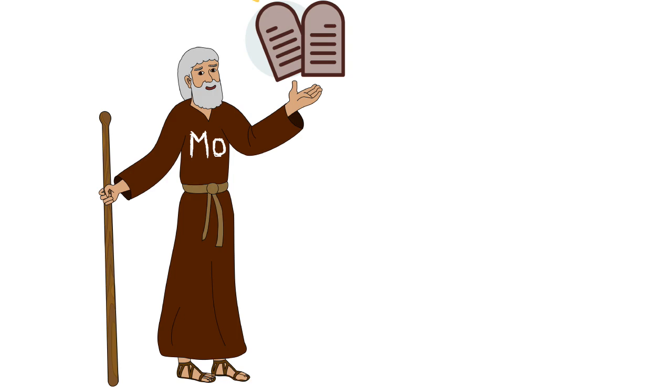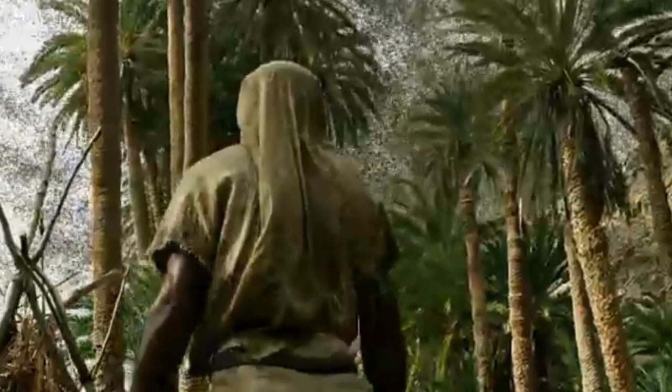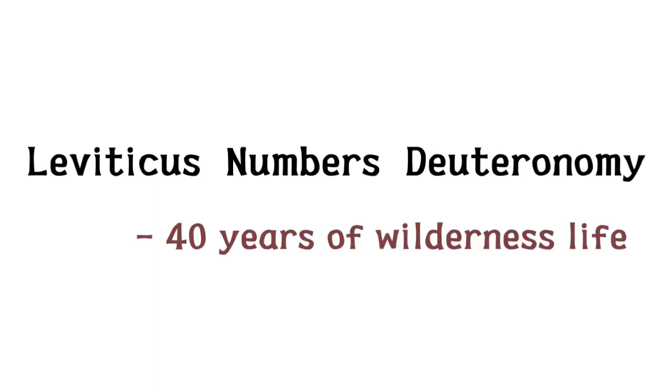Exodus is about escaping Egypt. Moses is the main character, and this book has been made into a lot of movies. There are famous scenes such as the 10 disasters and the dividing of the Red Sea. Leviticus, Numbers, and Deuteronomy describe the 40 years of wilderness life the Israelites experienced after their escape from Egypt and the laws they received from Jehovah.